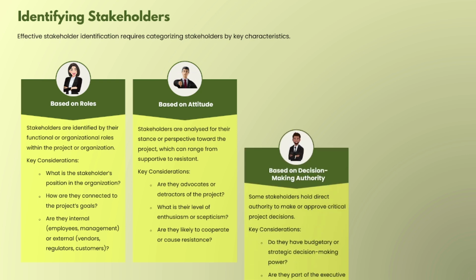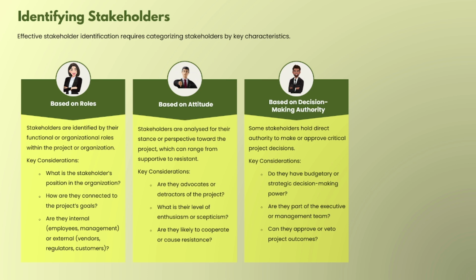And the third is based on decision making authority. Here, some stakeholders hold direct authority to make or approve critical project decisions, and these are very important stakeholders who have the ability to make decisions. The key consideration is: do they have budgetary or strategic decision making power?